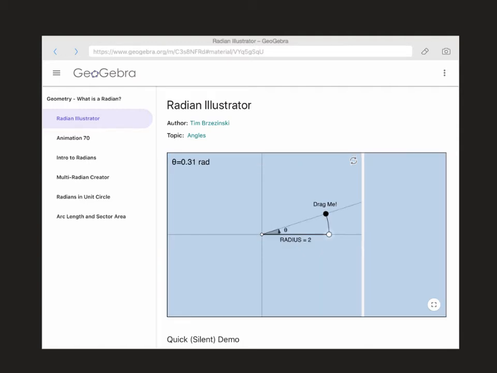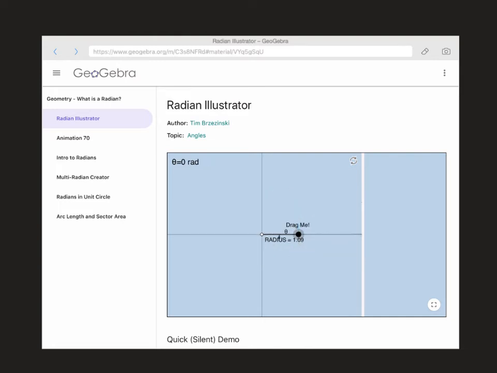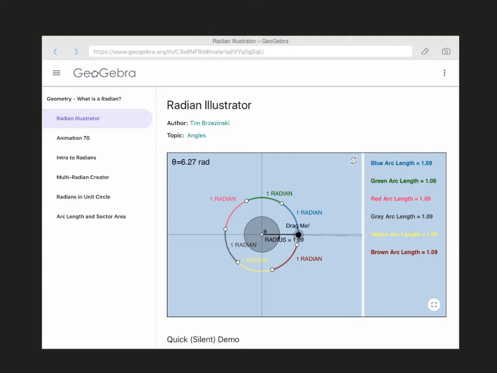So what I'm going to do is pull this radius down to be 1. And let's have a look. Can we make it 1? There we go. And let's have a look when I drag this point around. 1 radian, 2 radians, 3 radians, 4 radians, 5 radians, 6 radians, 6.28. You can see it's just a little bit shy of a full circle.